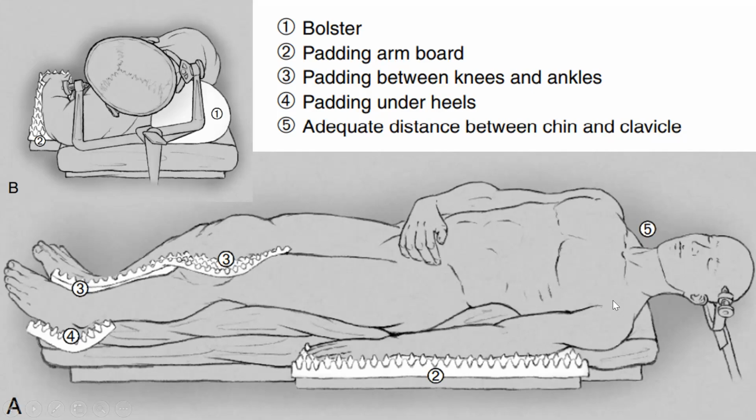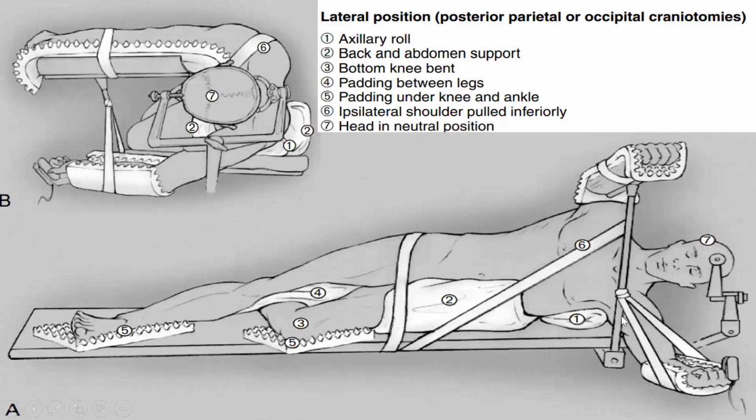To avoid brachial plexus injury, place the bolster underneath the shoulder, not in the axilla, to avoid direct pressure over the axillary plexus. The second is the lateral position, with abdomen and back support, bottom knee bent, padding between the legs, heels, and knees, and padding for both upper and lower arms, with the head in the neutral position.